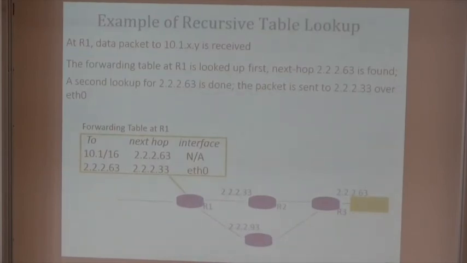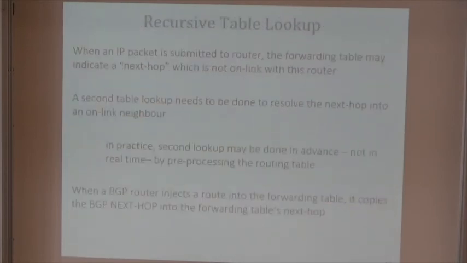Of course, recursive table lookup might fail if there is no entry for this. And this is typically done in BGP routers. If you want, the motivation is the BGP software is lazy. It doesn't want to do the recursive table lookup, so it writes it into the routing table in order to optimize its runtime.